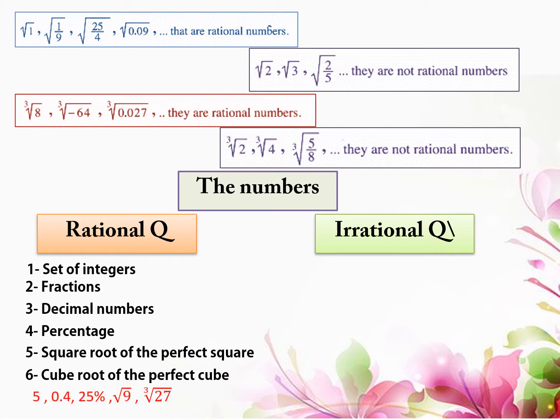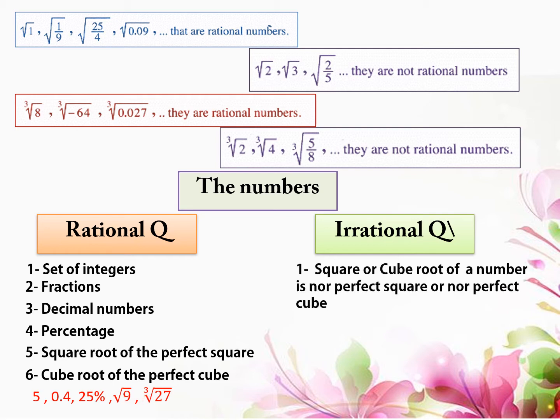Examples: 5, a set of integers; 0.4, decimal number; 25%, percentage; square root of 9; and cube root of 27.